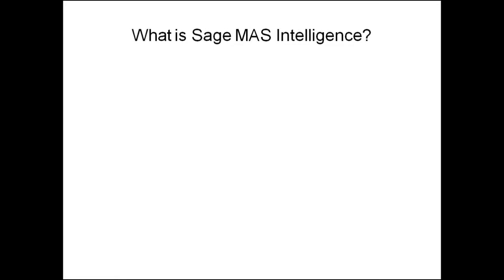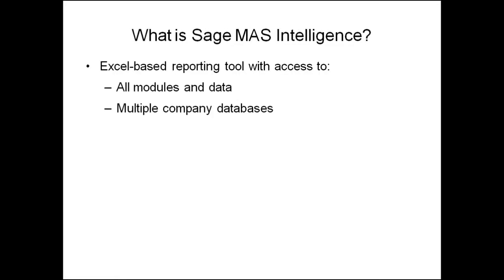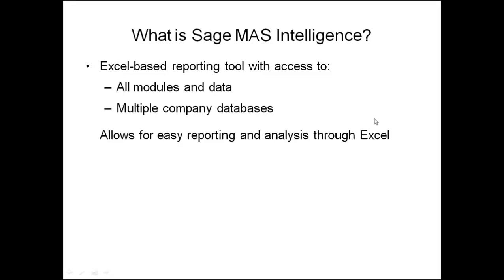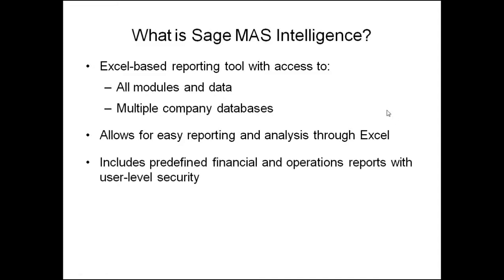Okay, so what is Mass Intelligence? It's an Excel-based reporting tool with access to all modules and data and multiple company databases. So when we say all modules, we're talking about not only general ledger financial information, but every other module that you have in your Mass suite. It allows for easy reporting and analysis through Excel, and most people on this call probably have pretty good Excel skills. So it allows you to leverage those skills.